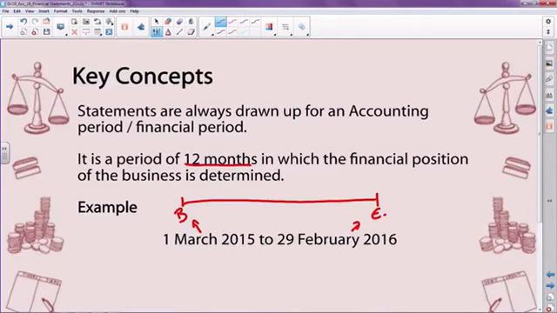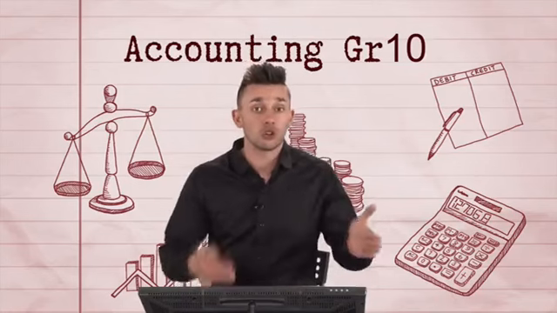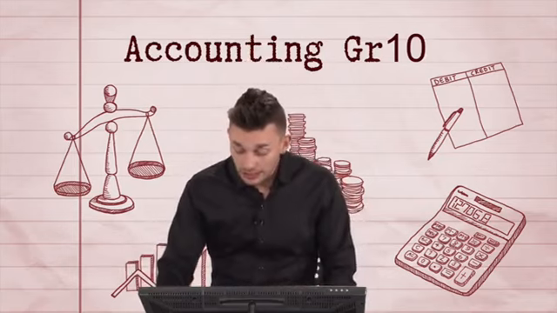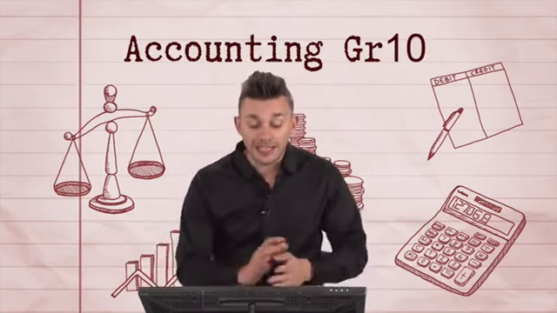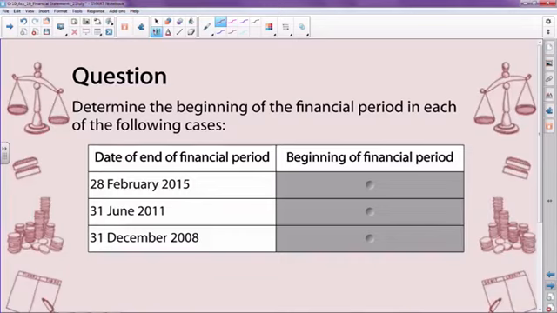Now guys, if you count the months, it's very easy: you start at March, you count 12 months, and then you get to February. So let's quickly leave you with a question. Determine the beginning of the financial period in each of the following cases. I'm giving you these to answer over the ad break. So let's quickly look at the date of the end of the financial period. The end is the 28th of February 2015. The next one is the 31st of June 2011. And then the next one is 31 December 2008. Remember, this is the end of the year, so you now need to get to the beginning of the year.